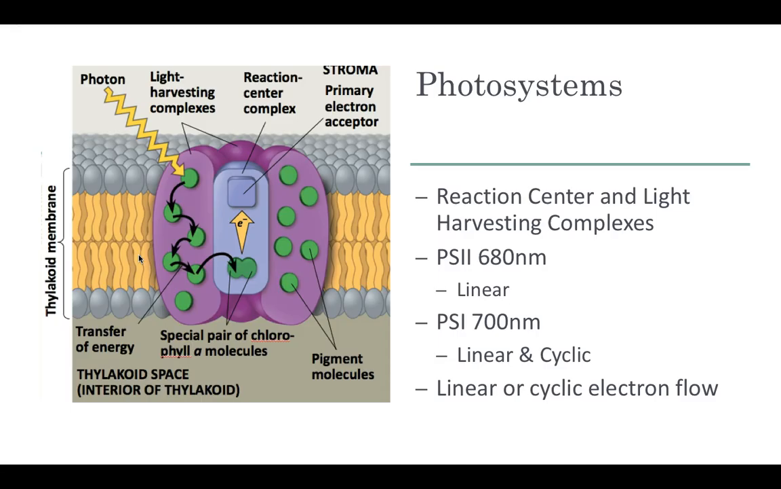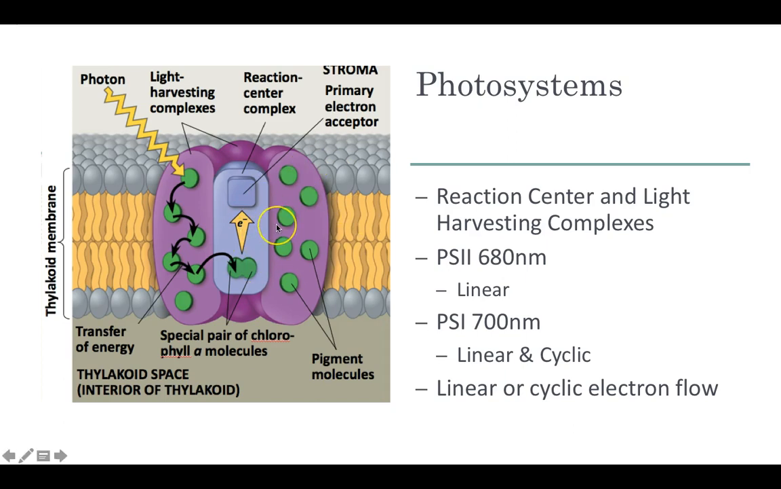So when we look at our photosystem, it has two parts. There's a light harvesting complex, which is this purple part, and then there is the reaction center complex, which is in the center. Embedded in the light harvesting complex is where you're going to find your pigment molecules. That's why it's called light harvesting, because pigment molecules absorb certain nanometers of light waves. Now, there's a special set of chlorophyll that's going to be embedded in the reaction center. And you're also going to have a primary electron acceptor.